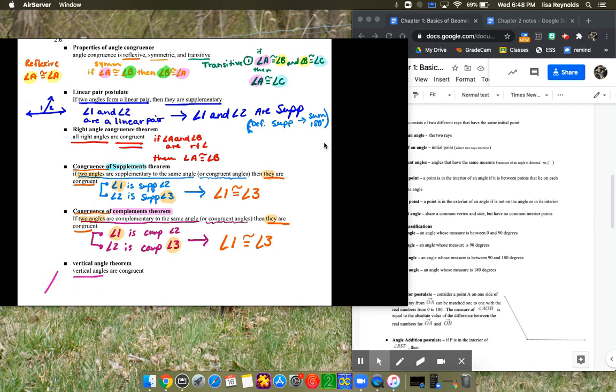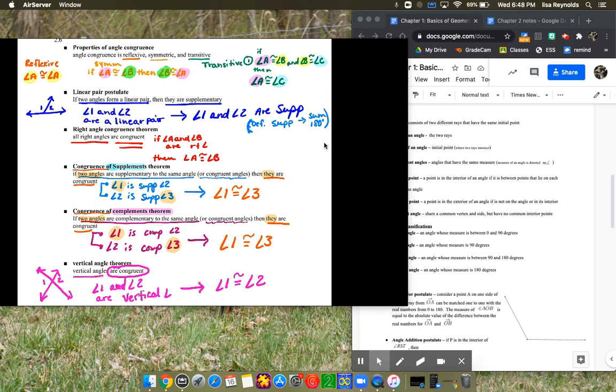So we're either going to be shown a diagram with vertical angles, or you're going to be told that angles are vertical angles. So angle 1 and angle 2 are vertical angles. Then they are congruent. So my vertical angles will be congruent to each other. So if I can see, or if I am told vertical angles, then they will be congruent to each other.